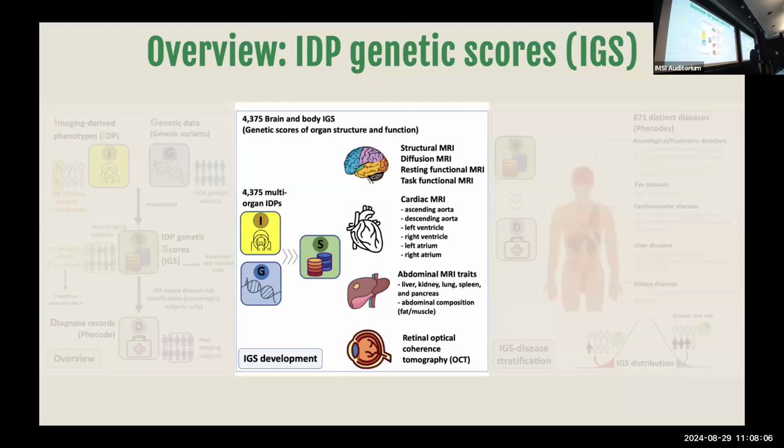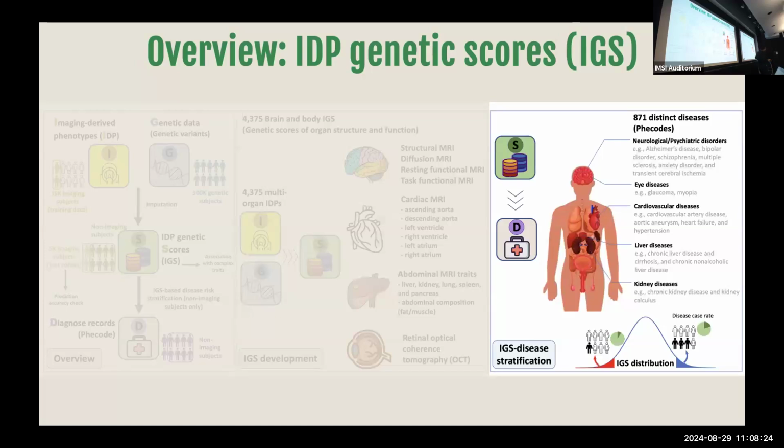In the middle are the imaging markers we have been considering. We consider brain imaging, including functional MRI and structural MRI, different modalities, and also whole-body imaging, like heart imaging, abdominal imaging, and even eye OCT images. On the right is the disease stratification I mentioned: we try to link to disease to show whether we can do the imputation of the genetic scores.